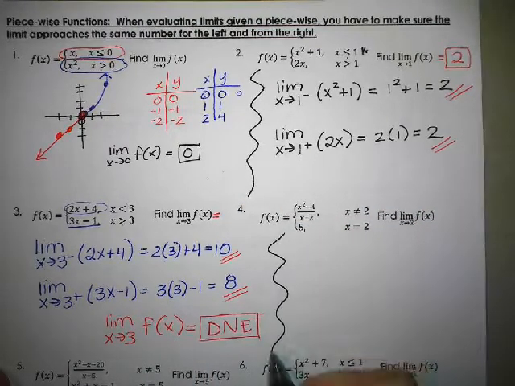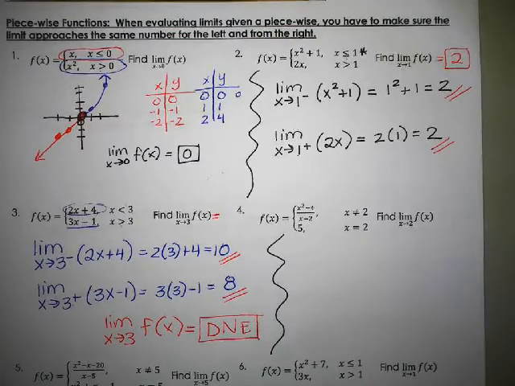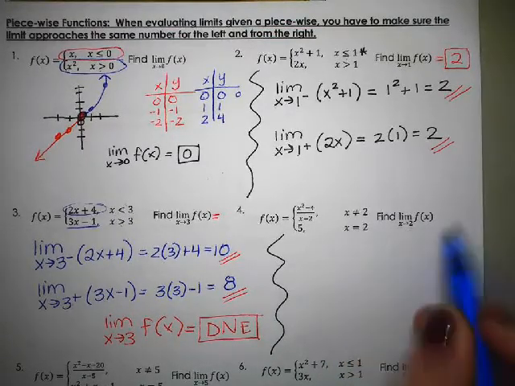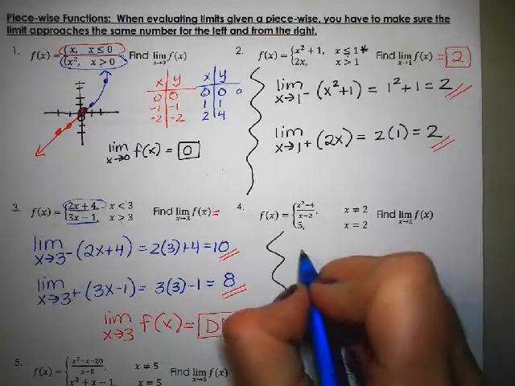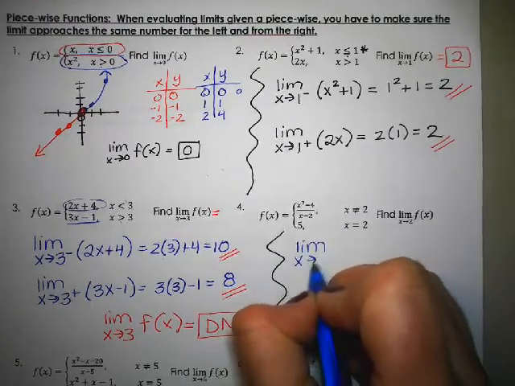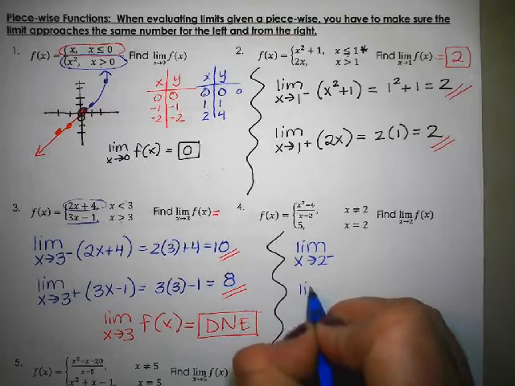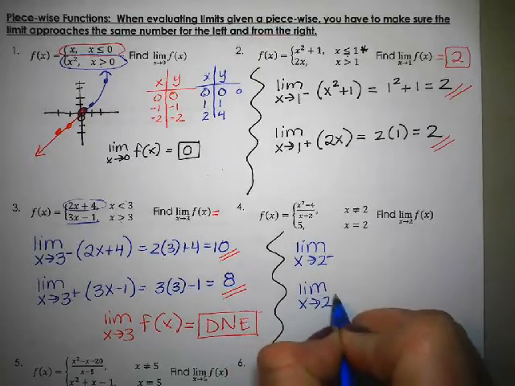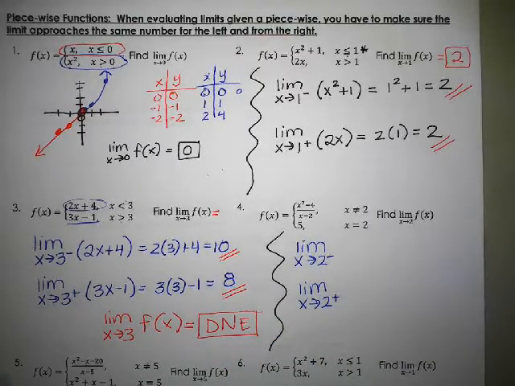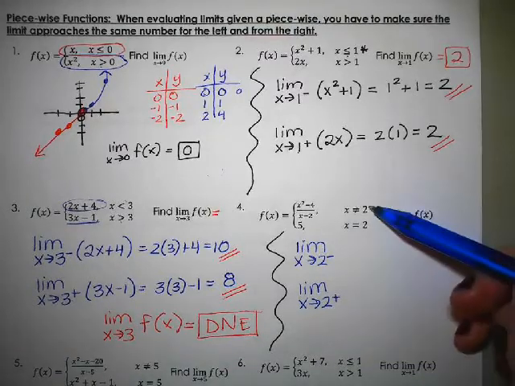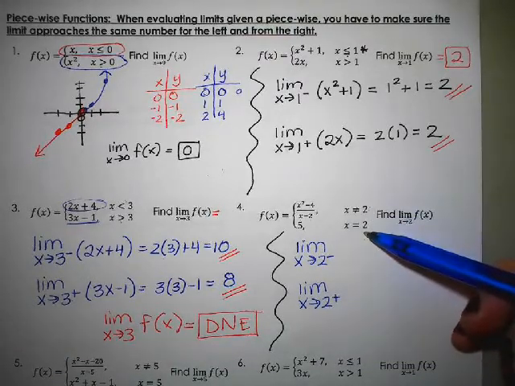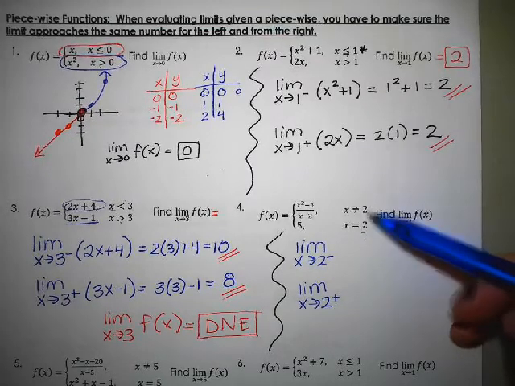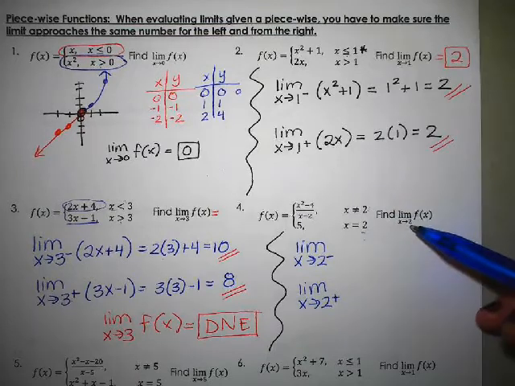Okay, let's give 4 a try. So in problem 4, we're going to be finding the limit as x approaches 2. So lim as x approaches 2 from the left, little minus sign. Lim as x approaches 2 from the right, a little plus sign. Ooh, actually, I jumped ahead. This time, it doesn't say less than or greater than. Did you notice that? This one looks a little bit different.